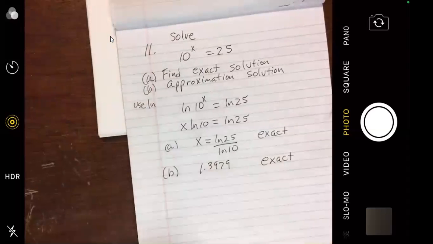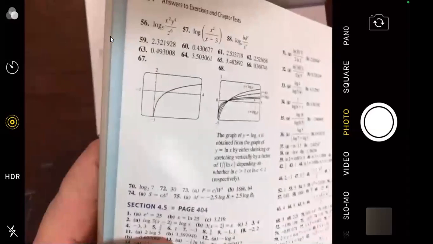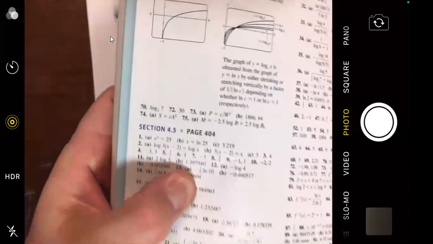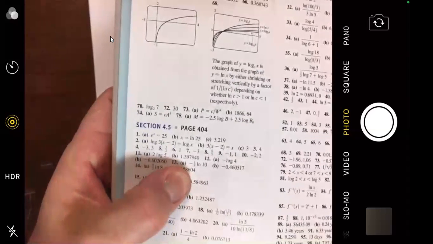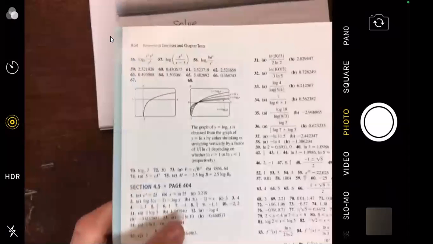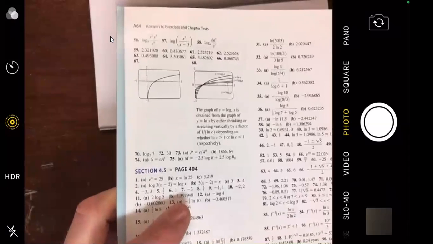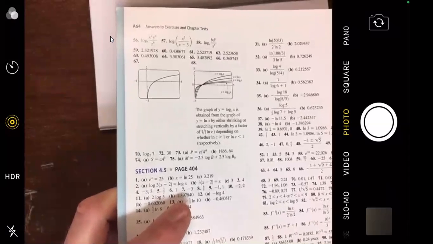Okay, I look up the book. Problem 11A. I'm sorry, 11B. And there is my 4.5, problem 11B, 1.3979. There it is. So I'm matching the B exactly. I don't know if you can get the glare off of it, but you can look it up for yourself. You can barely see it there. That's a little clearer. 1.3979.